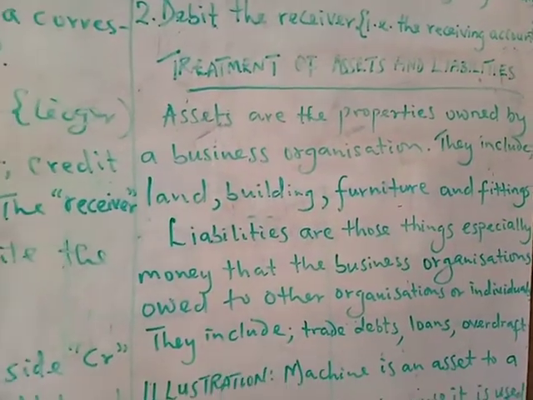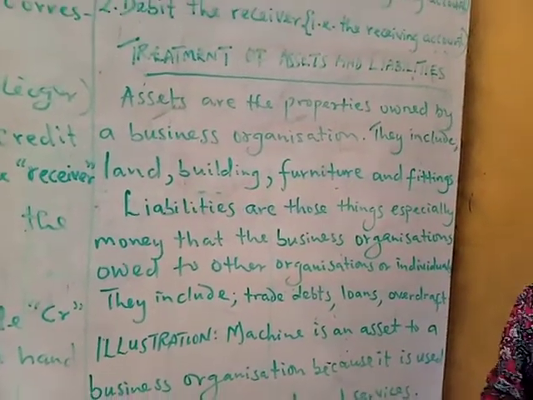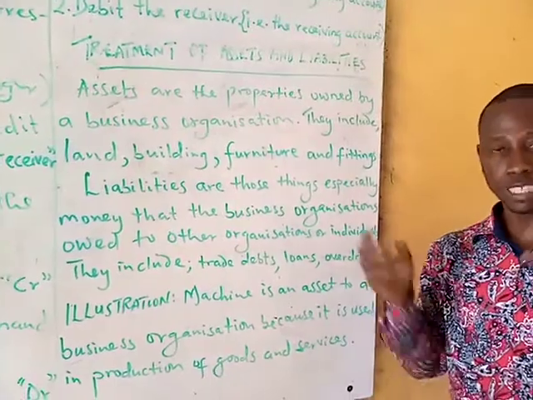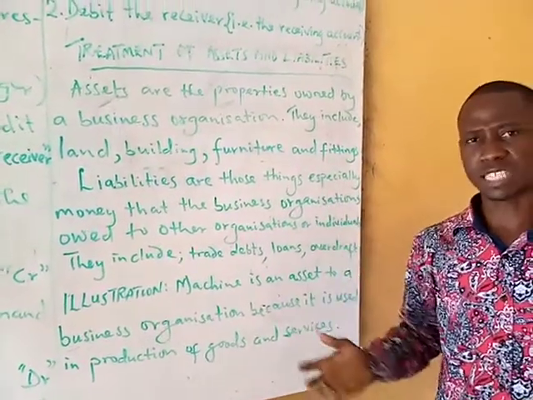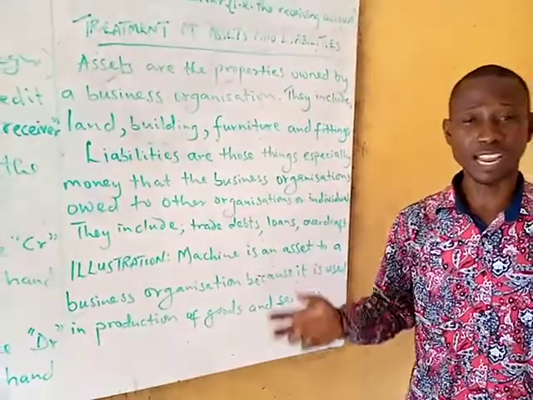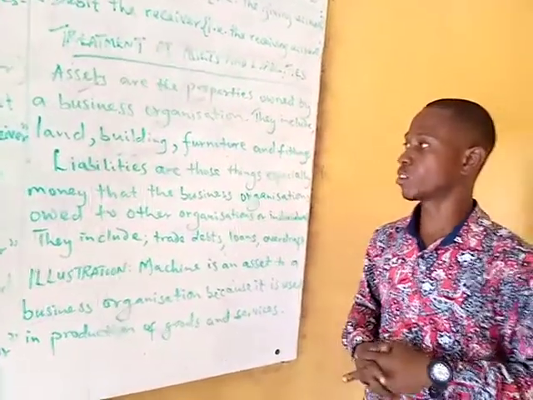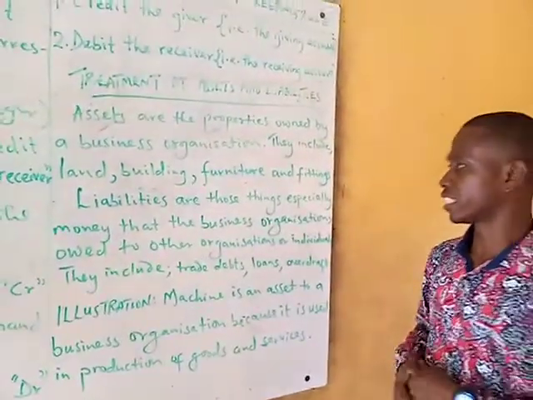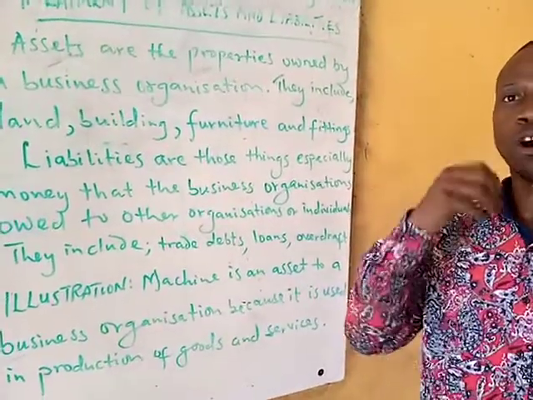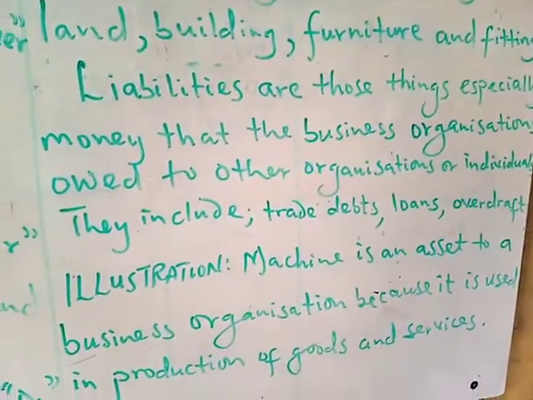And having said that, let's look at the subheading that says treatment of assets and liabilities. Assets are the properties that are owned by a business organization. In fact, those assets are used to generate income for the organization. Examples of assets are land, machines, furniture and fittings, motor vehicles, and so on and so forth. That we call assets in business study or accounts. Then, talking about liabilities, they are those things that the business organization owes to other organizations or individuals, especially in terms of money. So we call that liabilities.